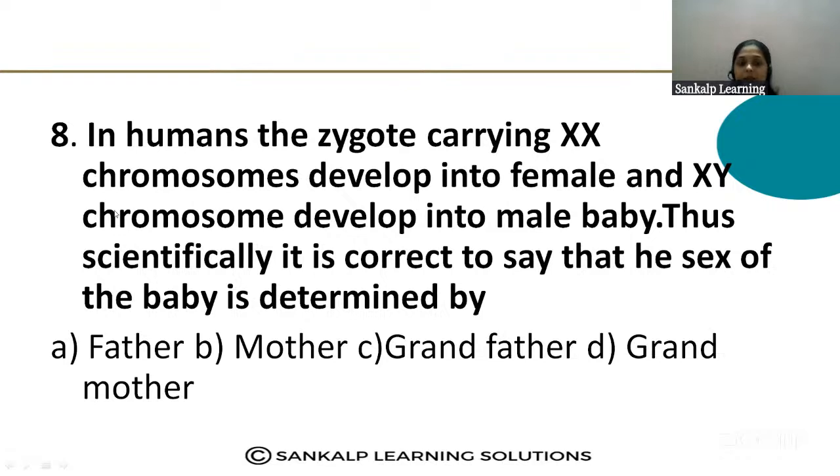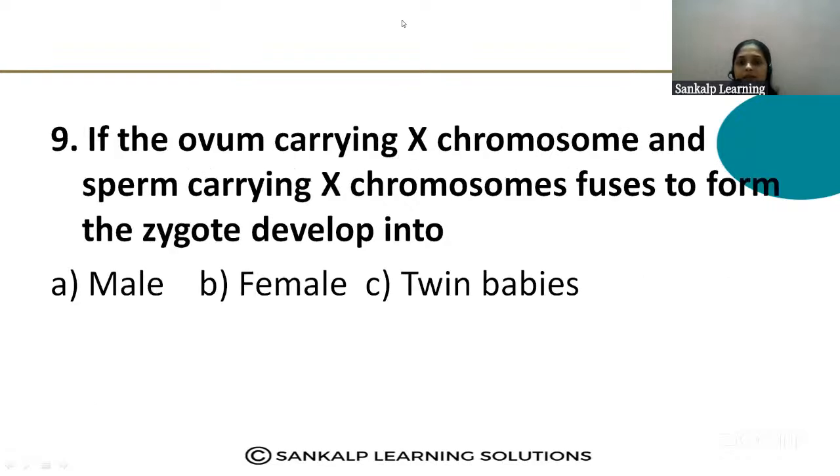Ninth one. If the ovum carrying X chromosome and sperm carrying the X chromosome fuse to form the zygote, it develops into male, female, or twin babies. Only three options are given here. Just read the question properly.